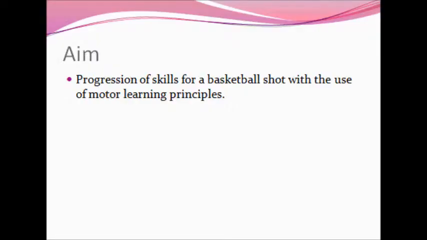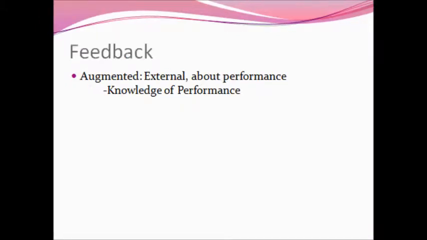The aim of our skills training project is for the progression of skills for a basketball shot with the use of motor learning principles. Presented feedback is external information and can be during, concurrent, or after, terminal. We use terminal feedback as a basketball shot is a short movement that would be complicated by giving concurrent feedback.